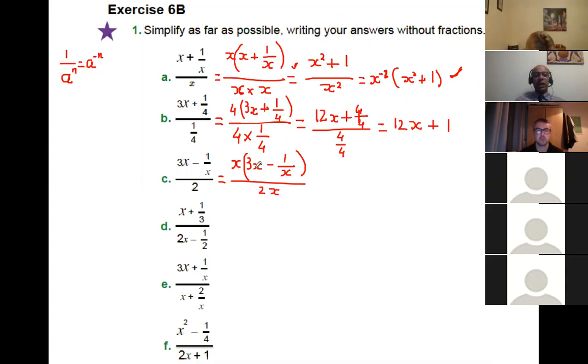So x times 3x is the same as 3 times x times x. What's 3 times x times x? That's 3 x squared. Then I've got x times negative 1 over x. It's the same as minus x over x, and we just said minus x over x is just minus 1, divided by 2x.